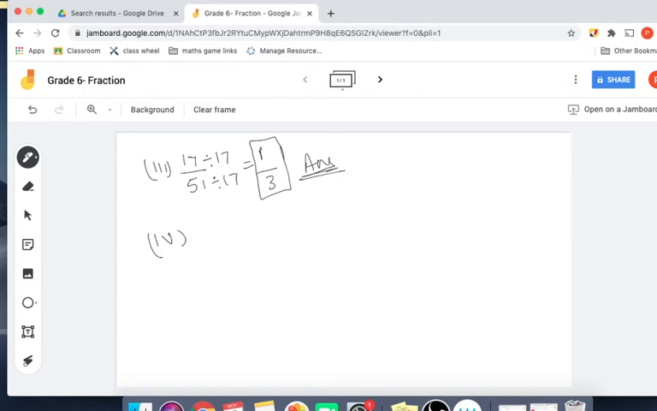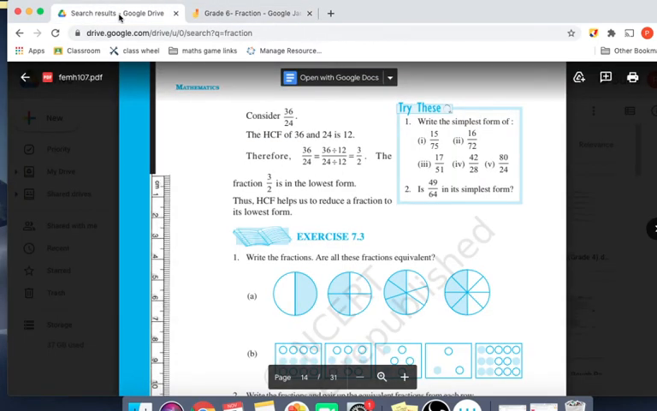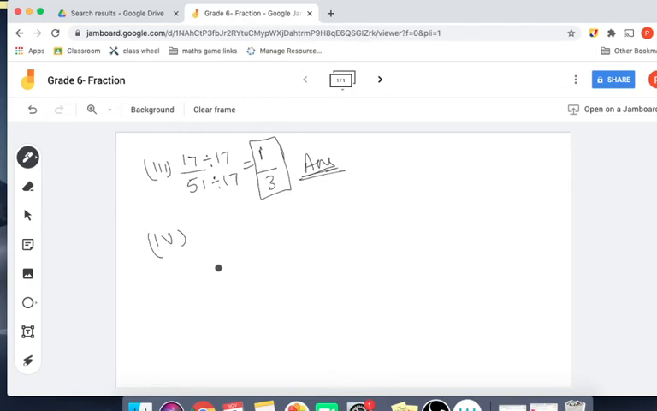Question number 4 is saying 42 divided by 28. So every time the denominator was bigger and the numerator was smaller. Now this time the numerator is bigger and the denominator is smaller. Solve this question. You have 30 seconds.